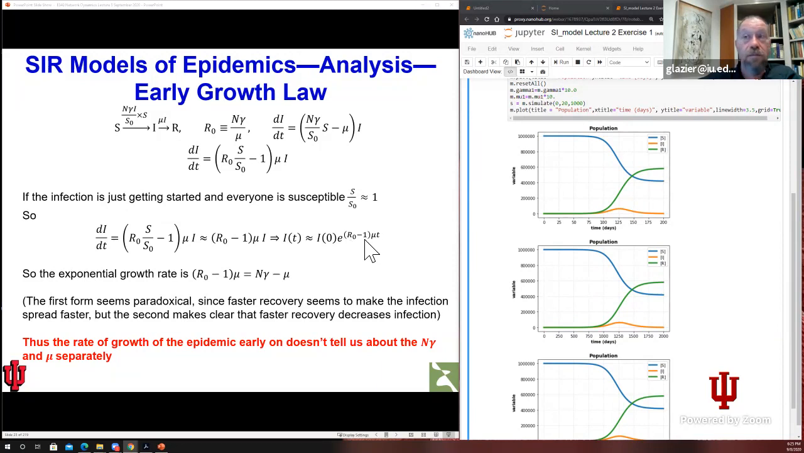Now you see why R naught minus 1 is so important. The rate of exponential increase of that curve that we saw at the beginning of our infections in England and Italy is R naught minus 1 times mu. Equivalently, we could write that as n gamma minus mu.